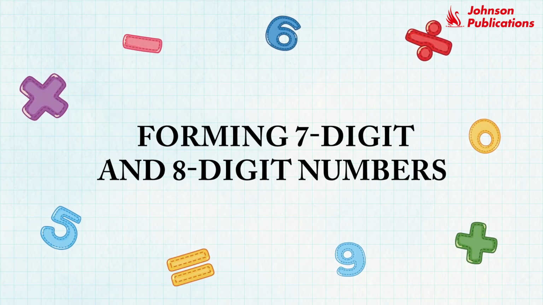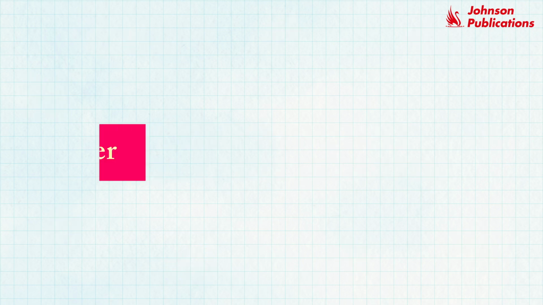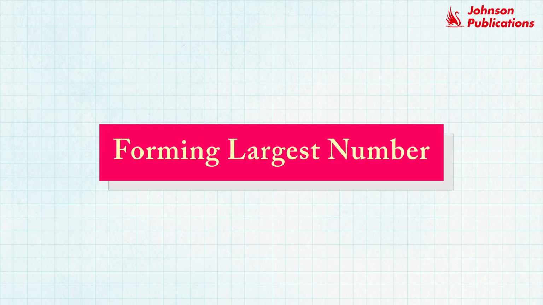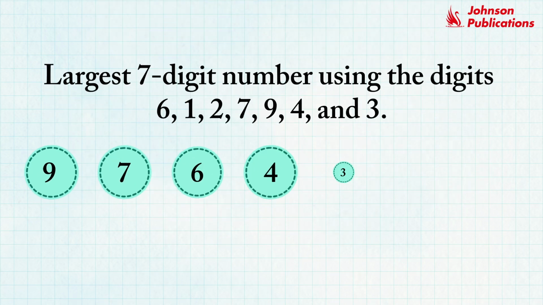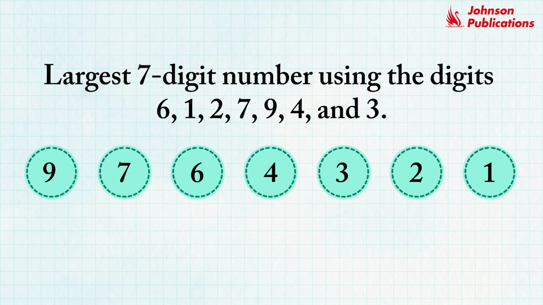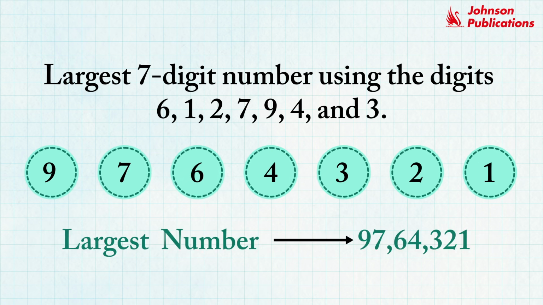Forming 7-digit and 8-digit numbers. To form the largest number using a given set of digits, we arrange the digits in a way that the largest digit comes first, followed by the next largest, and so on. For example, if we have to form the largest number using these digits, then it will be this number.